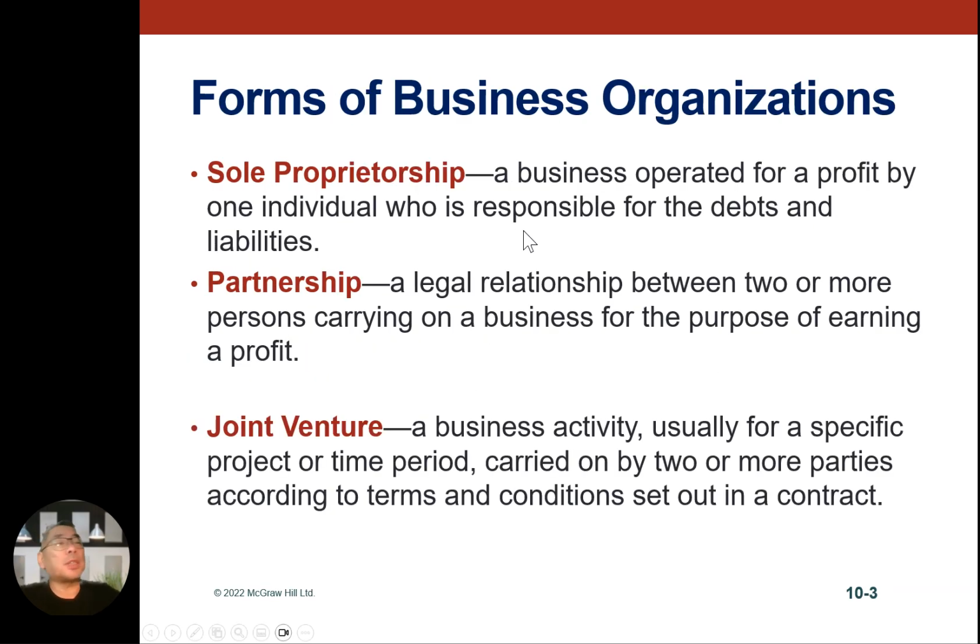Let's start with what it is. A sole proprietorship is a business operated for profit by the individual who is responsible for the debts and liabilities, while a partnership is a legal relationship between two or more persons carrying on a business for the purpose of earning a profit. A joint venture is a business activity, usually for a specific project over time, carried on by two or more parties according to the terms and conditions set out in the contract.